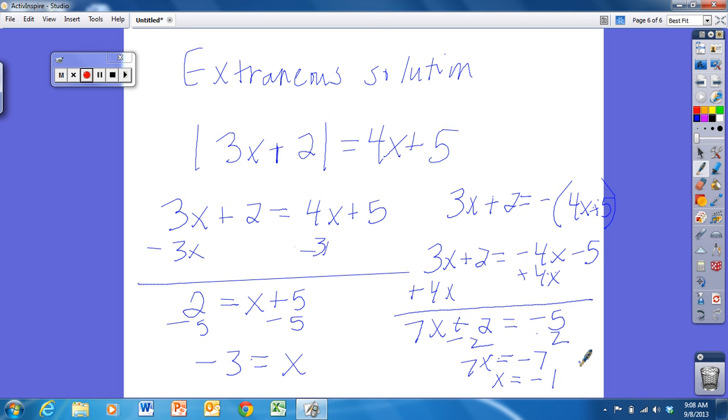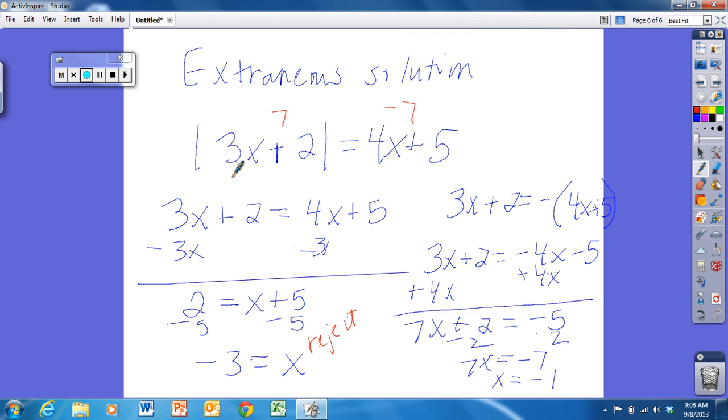Now again, like we said before, we always have to go back and check our answers. So plug in negative 3 for x. 3 times negative 3 is negative 9, plus 2 is negative 7. Absolute value of negative 7 is 7. So this side is 7. Over here, 4 times negative 3 is negative 12, plus 5 is negative 7. These two things are not equal. So we would reject this solution. My teacher used to make me write extraneous, but I think that's a little bit overdoing it. So we're just going to say reject the negative 3.